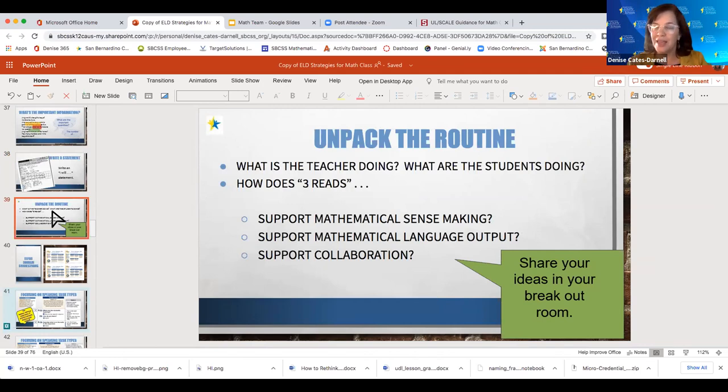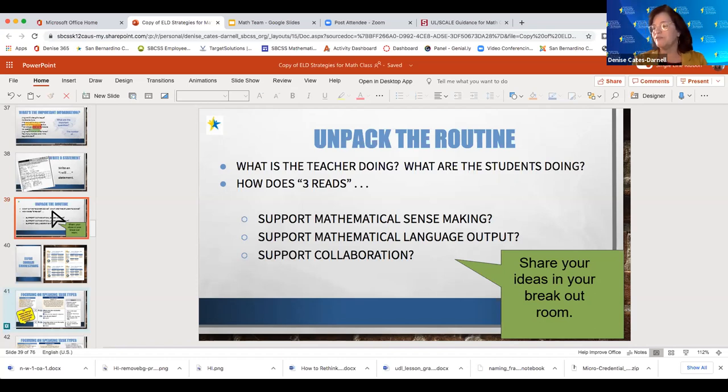So I'm going to ask you to take that piece of paper that you have in your hand, flip it over, and just on the back make a quick T chart. I want you to think about these two things. What is the teacher doing in this routine, and what are the students doing in this routine? As you're thinking of those two things, you might also be thinking about how does this three-read strategy support mathematical sense making? How does it support the language output for students? And how does it support collaboration?